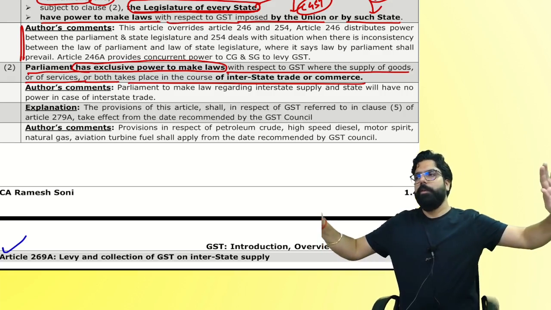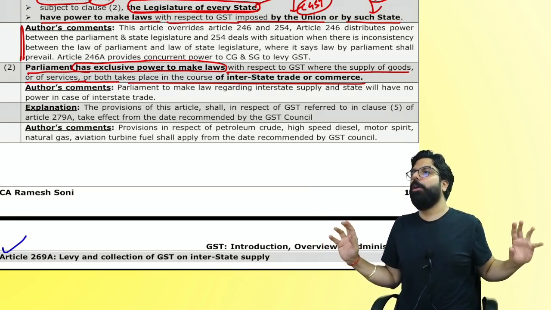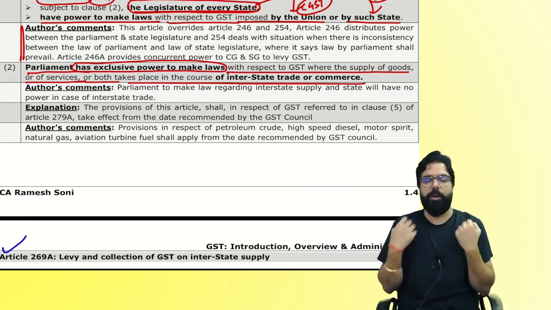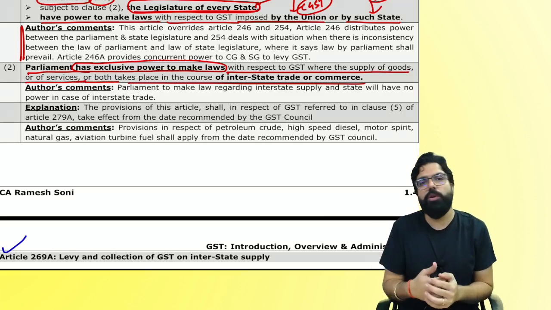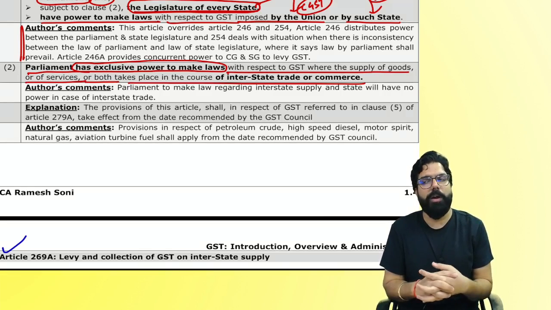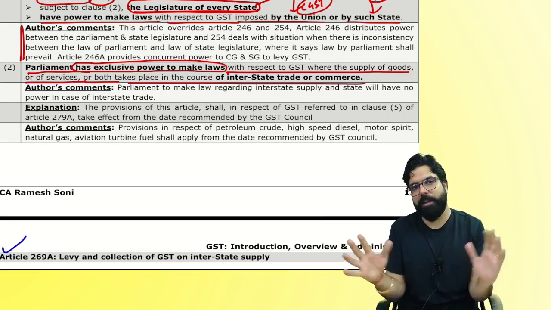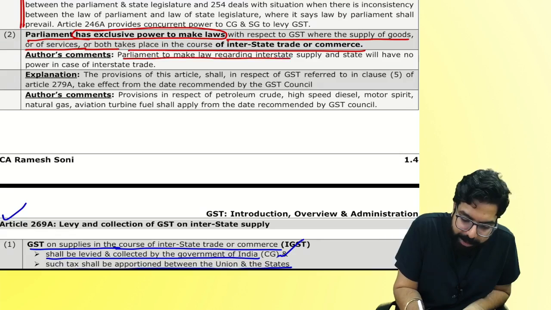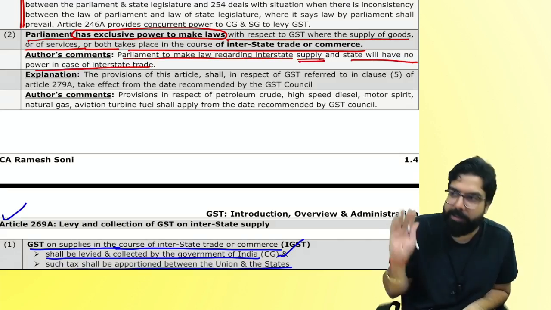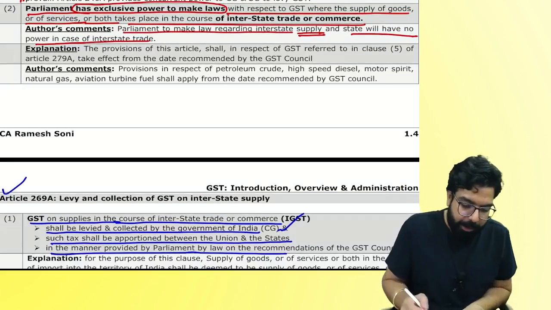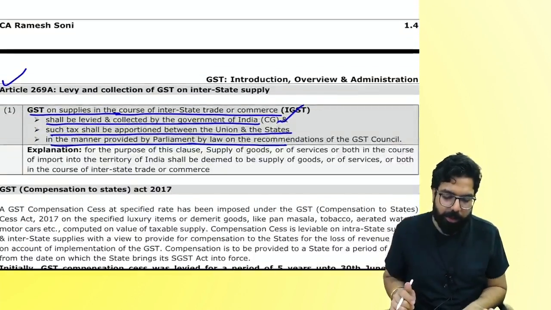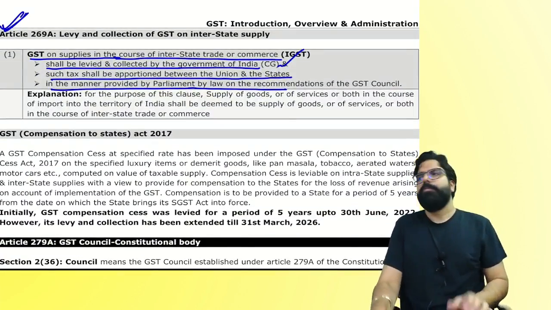Tell me one thing. Intrastate transaction, who will make the law? Central government CGST ka law, state government SGST ka law. Interstate transaction, who will make the law? Parliament. Next. The parliament will make law with regards to interstate supply, and states will have no power in this in case of interstate trade. People, this explanation, as of now you don't have to do it. I'll talk later.